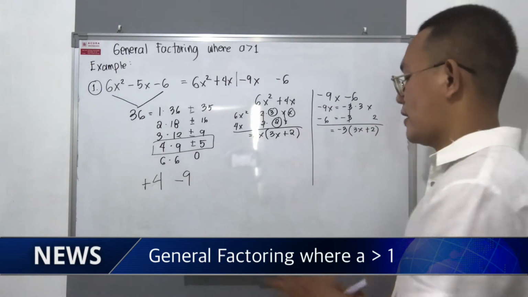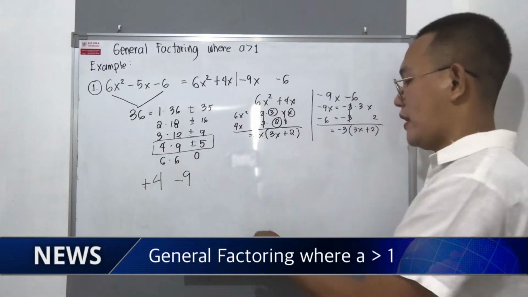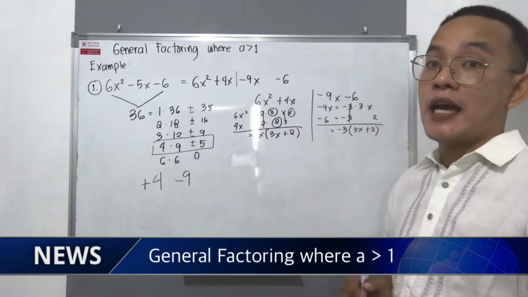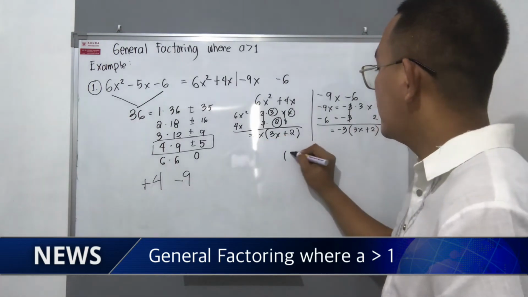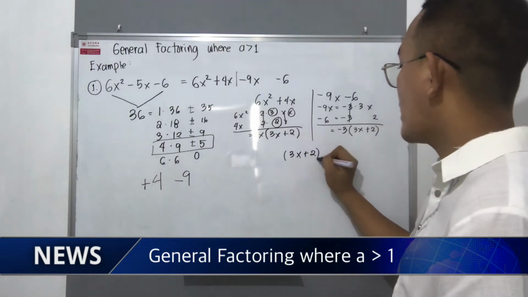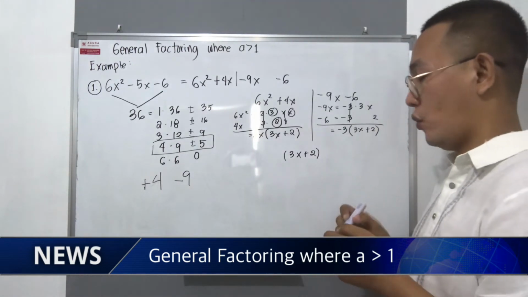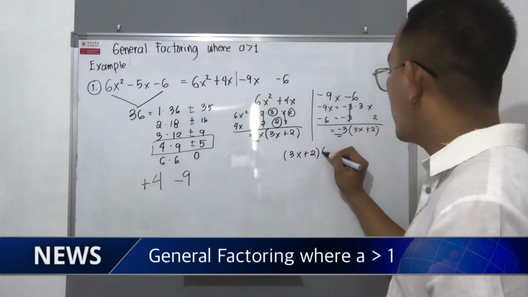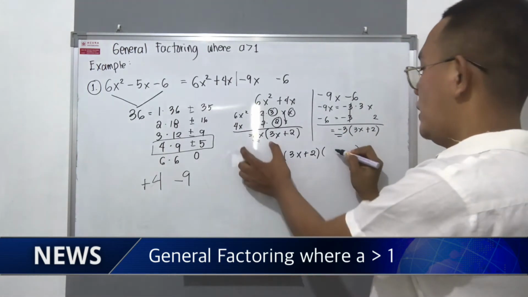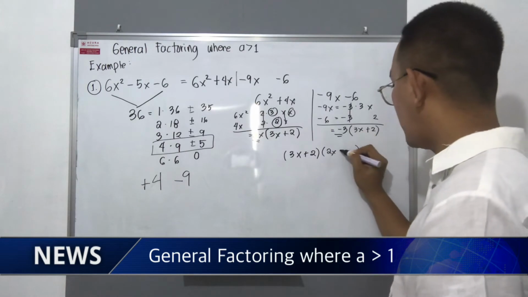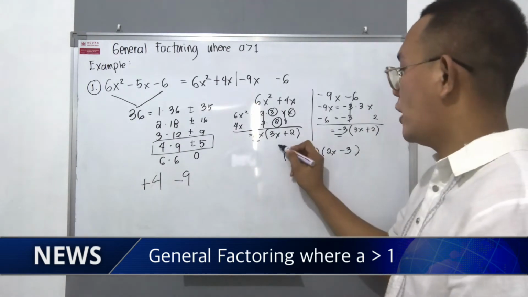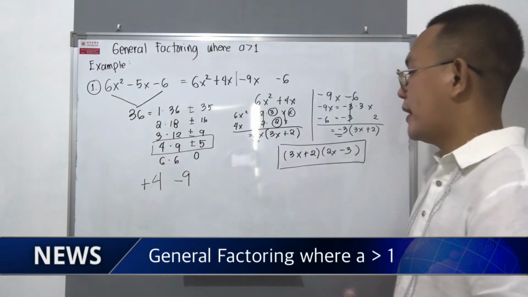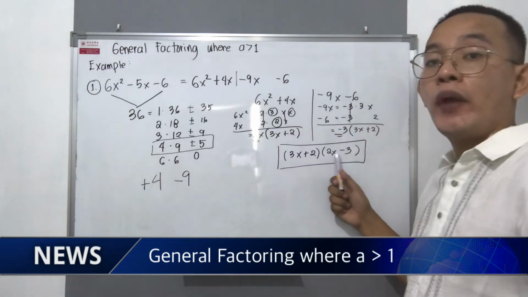Kung mapapansin natin, meron tayong parehas na factor, yung 3x plus 2 at 3x plus 2 dito. Ngayon, kukunin natin siya as 1. So, bali magiging 3x plus 2 na lang siya. Hindi na siya magiging 3x plus 2 times 3x plus 2. Isang beses lang natin siya isusulat. Ito ngayon yung another factor natin: positive 2x, then negative 3. So, ito na ngayon yung final answer natin dito sa ating first example: 3x plus 2 times 2x minus 3.